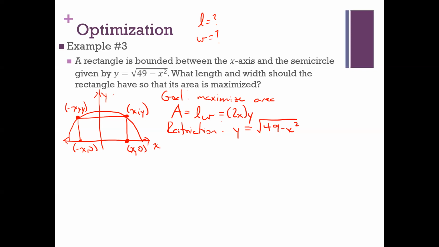Yeah, you can. So these points are in the rectangle, but they're also on that semicircle, which means for any x value, if I give you an x value, the y value is going to come out of here. So yes, now I have area in terms of a single variable. So A of x is equal to 2x times radical 49 minus x squared.